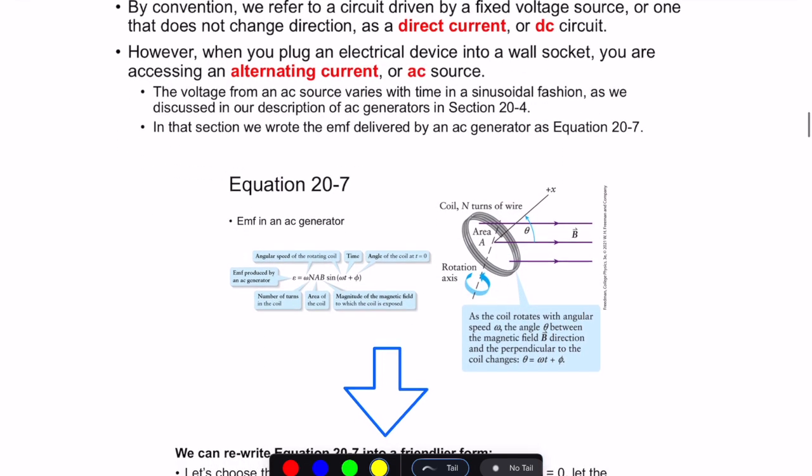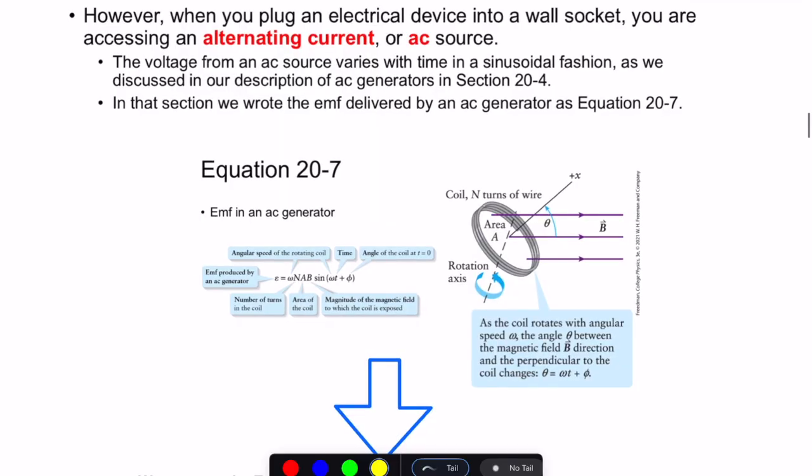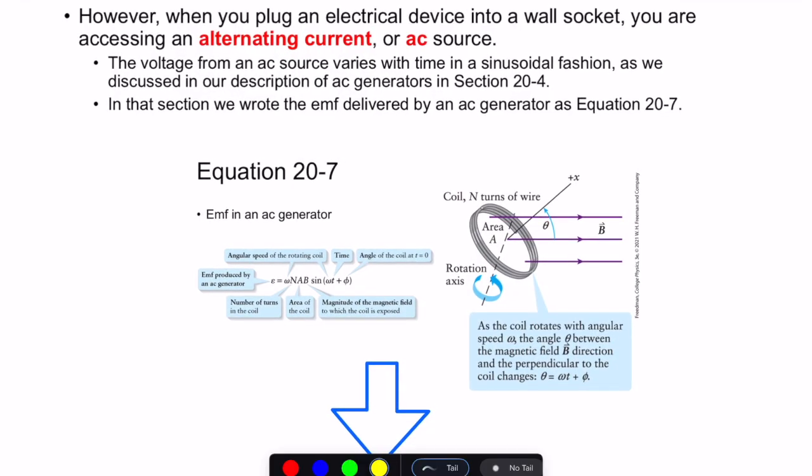So if we take a look at the AC generator from chapter 20, we saw that the EMF generated by the AC generator varies with a sine function, right? And its magnitude was ωNAB. That's what I like to call it, omega NAB. This is a voltage, units of volts, and ωNAB has units of volts.